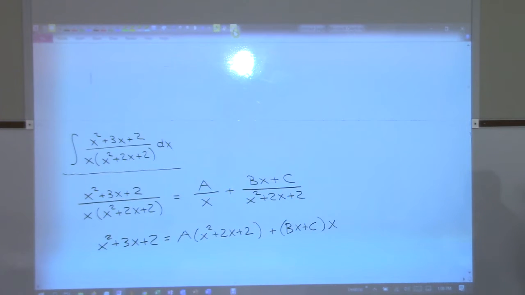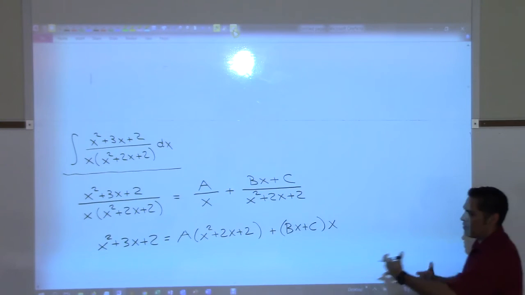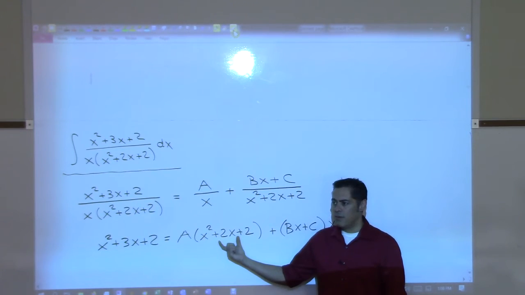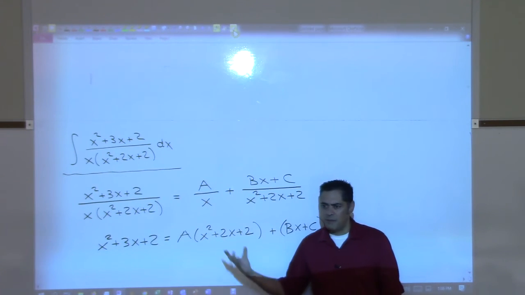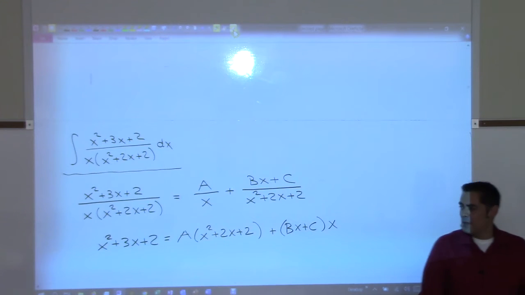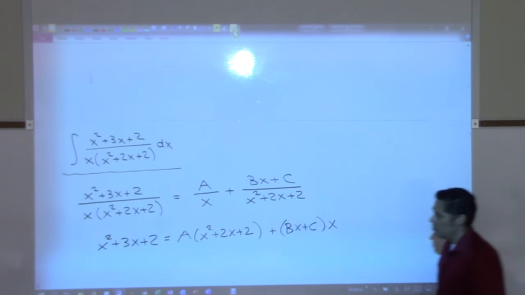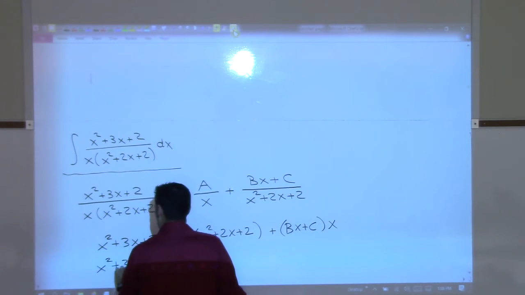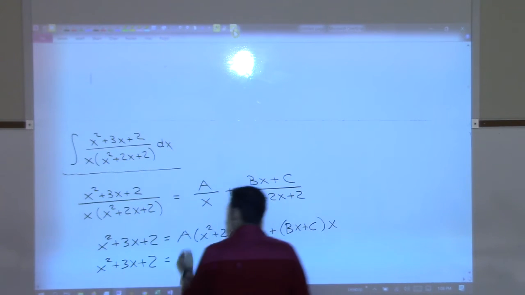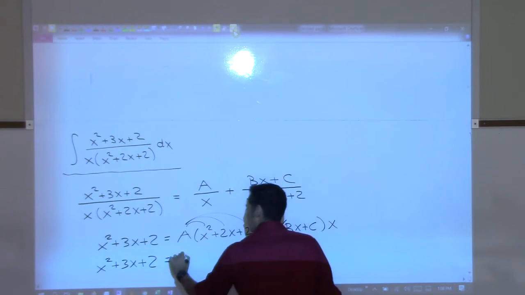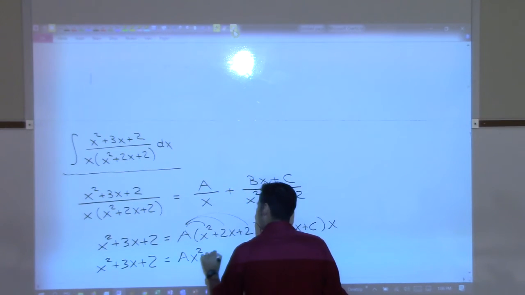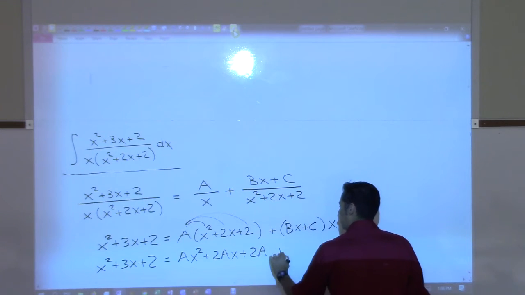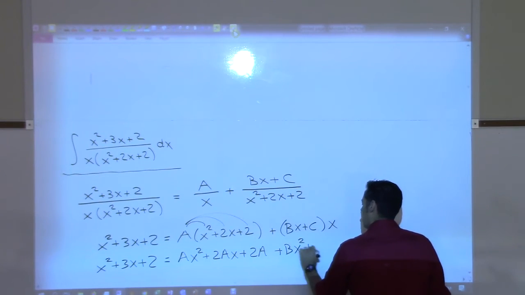So now, shortcut, short method, long method. Well, in this case, you'll never kill this off, because it doesn't factor. So let's just do the long method. We'll just distribute everything out or expand out the right-hand side. So I'm just distributing my a through: ax squared plus 2ax plus 2a. Then over here plus bx squared plus cx.